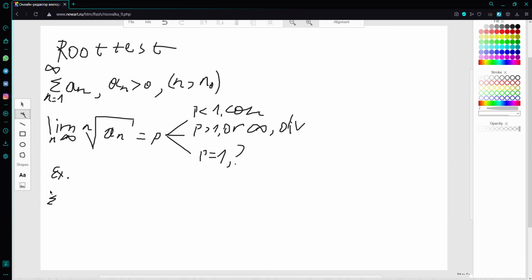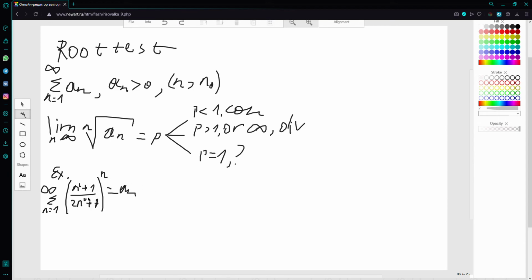Let's take the series (n squared plus 1) divided by (2n squared plus 7), all to the power of n. It is equal to a_n. Here it's obvious that this test should be used when we have some power like this n. When extracted from the root, this degree will disappear.